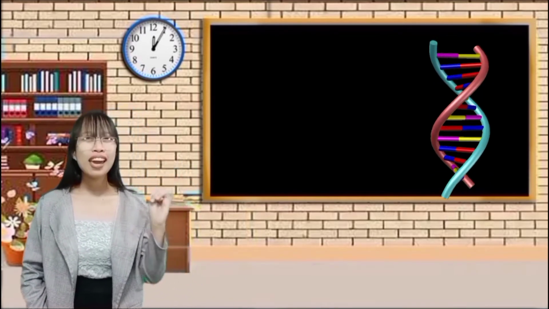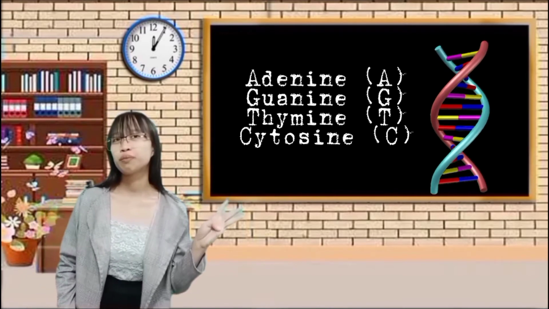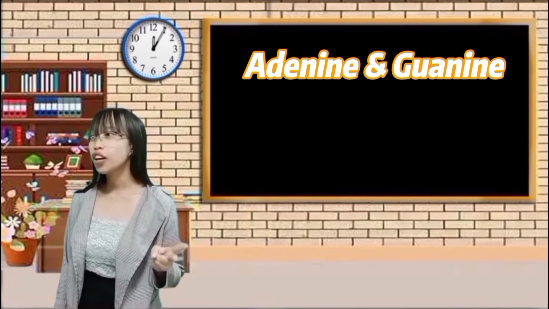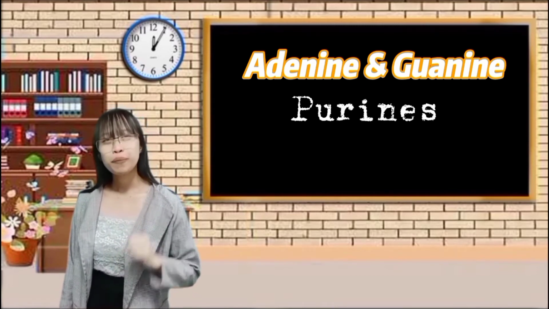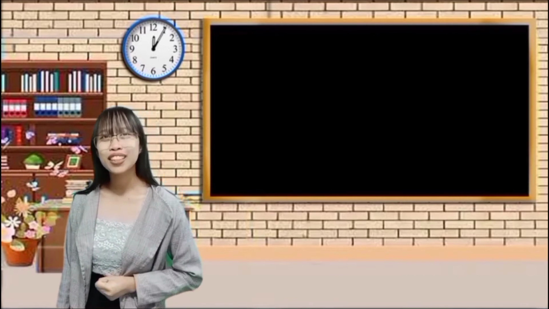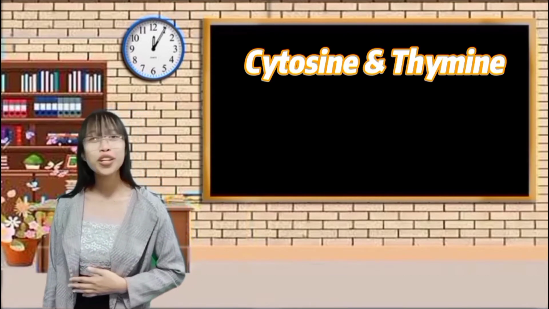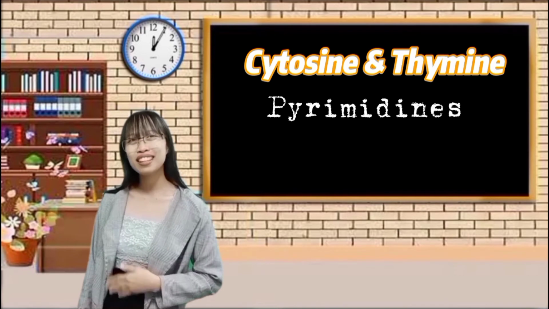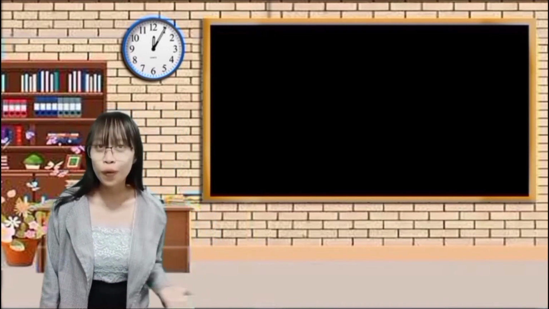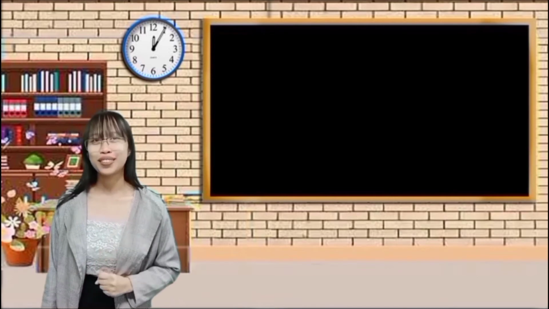So in short, AGTC. For other information, adenine and guanine are called purines because they have a double carbon ring, while cytosine and thymine are called pyrimidines and have a single carbon ring. I think you will tackle it more in senior high school.